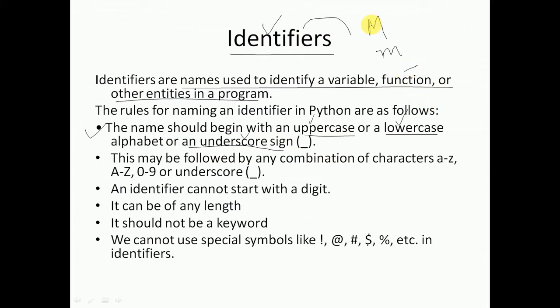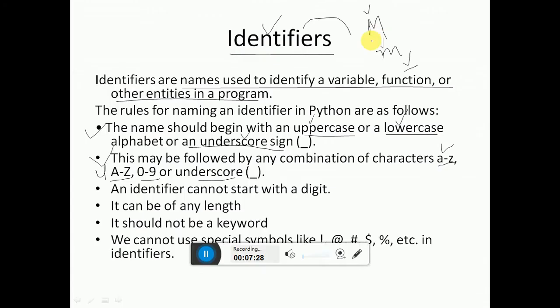That is the first character. The second rule says that if you have already started naming with capital M or small m or underscore, then you can continue with any combination of small letters a to z, uppercase A to Z, digits 0 to 9, or underscore. That means you can continue with capital A, or with any digit from 0 to 9. For example, MA7, you can also name like this. This is also allowed, or you can add an underscore over here.